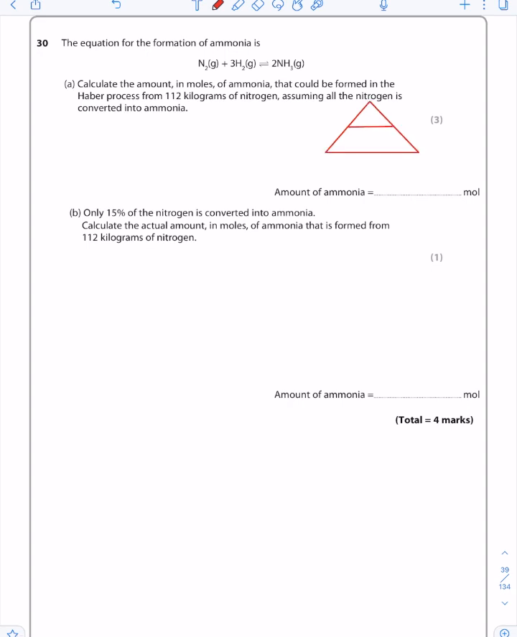We have the law: moles is equal to mass over Mr. The mass we have is 112 kilograms, which is 112,000 grams, over the Mr of nitrogen. Nitrogen is N2, so 14 by 2, so the Mr is 28. To get the moles of nitrogen, I do 112,000 over 28, which gives 4,000 moles.